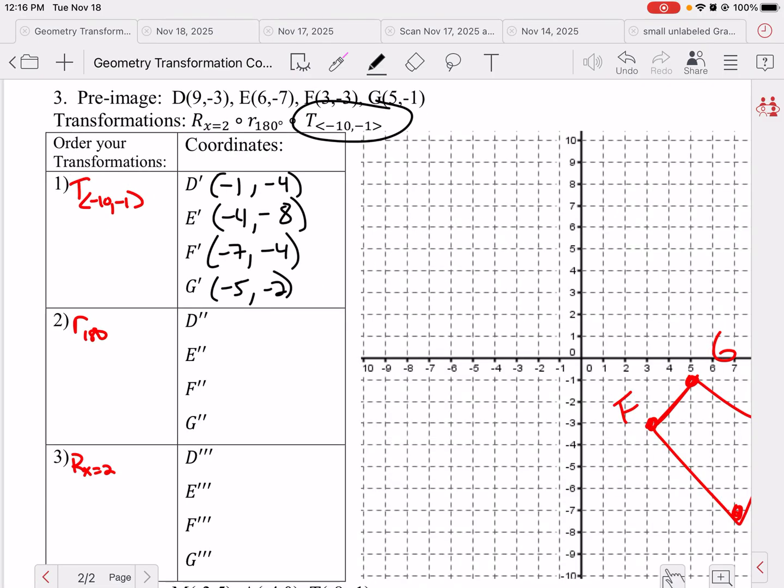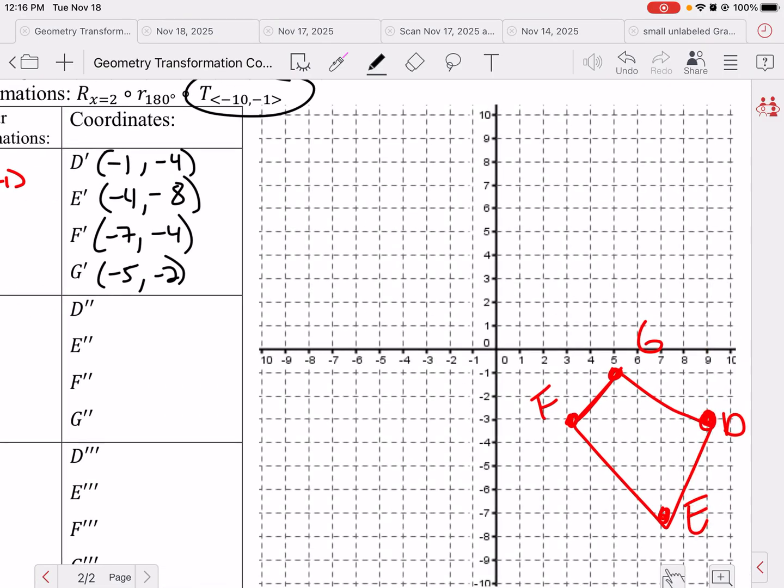So I can plot those lovely points. So D is at -1, -4, or D prime I should say. E prime is at -4, -8. F prime is at -7, -4. I'm sorry, that would be F prime, not E prime. And then G prime would be at -5, -2.